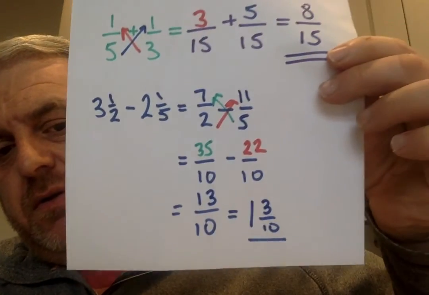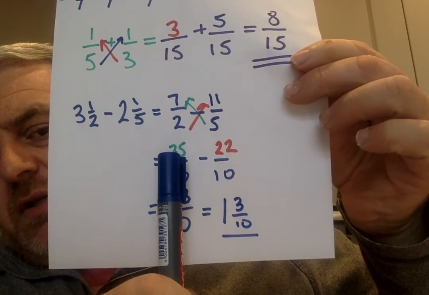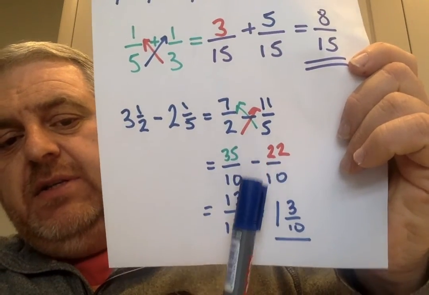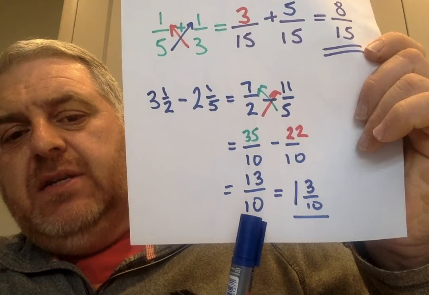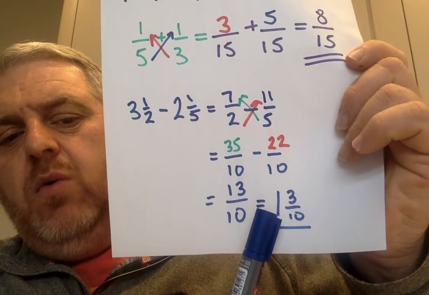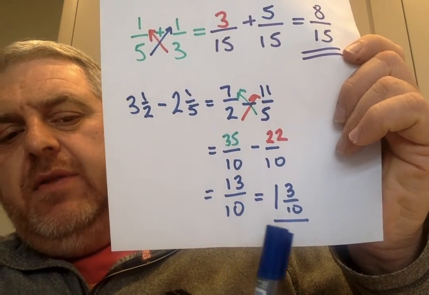Okay, so my answer is going to be over 10. And 35 take away 22 gives me 13, which is 1 3/10. So 35 take away 22 gives me 13. Keep my denominator of 10, it's improper. How many 10s are going to 13? 1 whole one, 3 remainder, and the denominator 10 carries over. Hope that helps you.